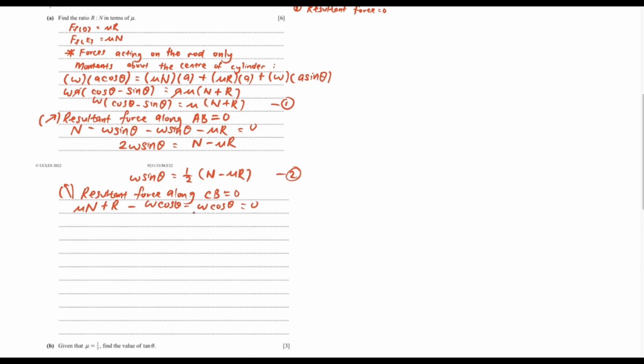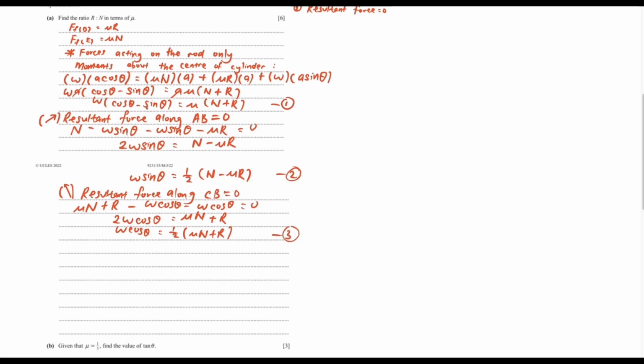These two I put together: 2W cos theta. And then these two will be mu n plus R. So I have W cos theta equal to 1/2 (mu n plus R). So let's say I call it equation 3.